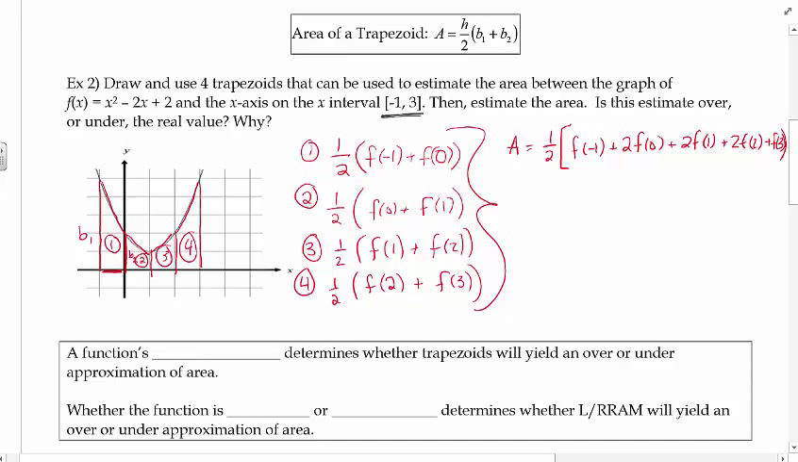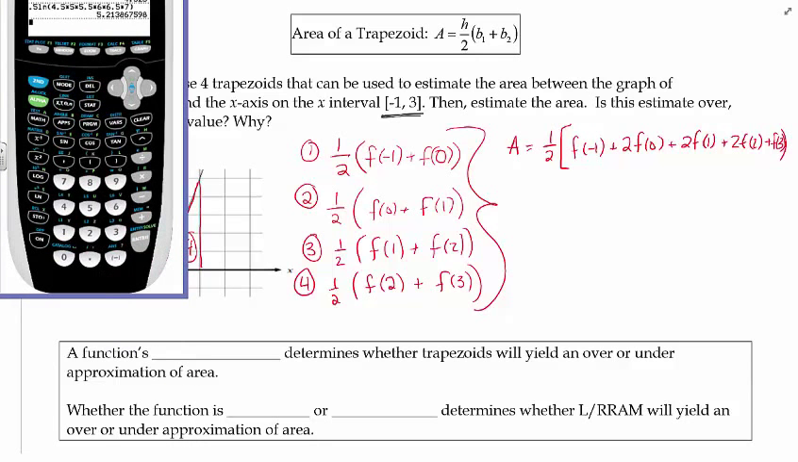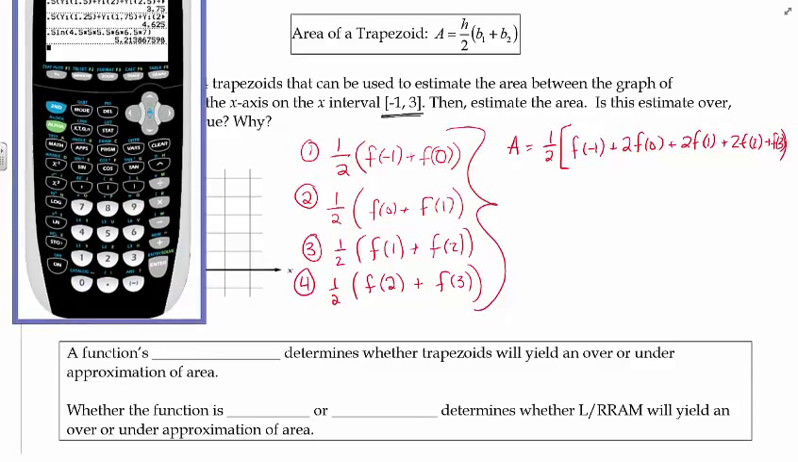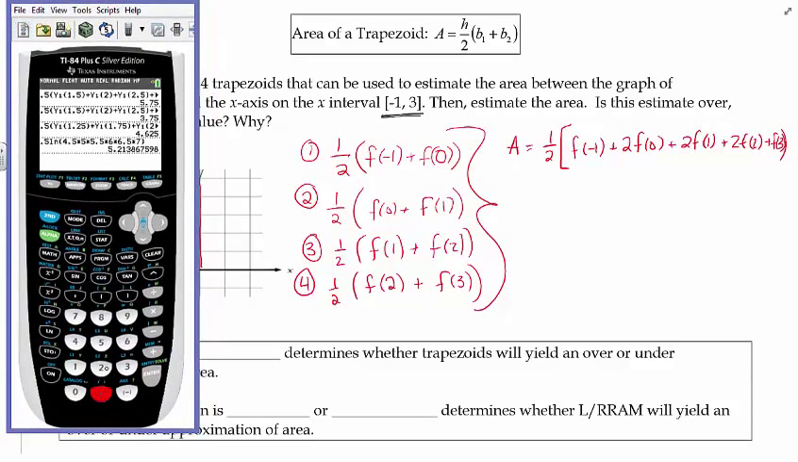Makes sense? Because in the interior, 0, 1, and 2 are all interior bases, which means they're the b2 for one trapezoid and the b1 for another. So I have 1/2 times that stuff. I'm going to pull it up on the calculator here and say, all right, I'm doing 0.5 times f of 1.